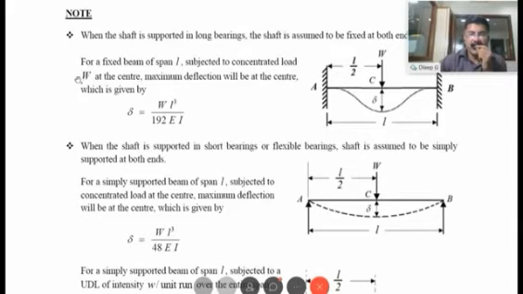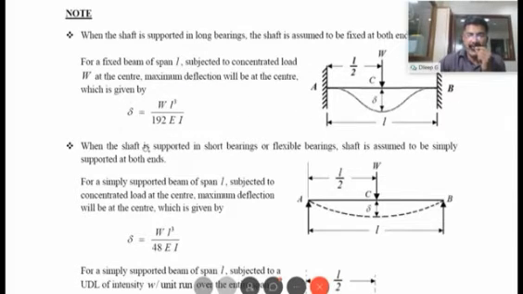Now, for a fixed beam, you have to remember this thing. We have studied this in mechanics of solids in the 3rd semester under the heading deflection of beams. For a fixed beam of span L, which is fixed at both ends, if we subject this beam to a concentrated load W at the center, then the deflection curve of the beam will be like this, and the maximum deflection will be at the center, which is delta, and this delta is given by W L cube divided by 192 EI for a fixed beam due to a concentrated load at the center.